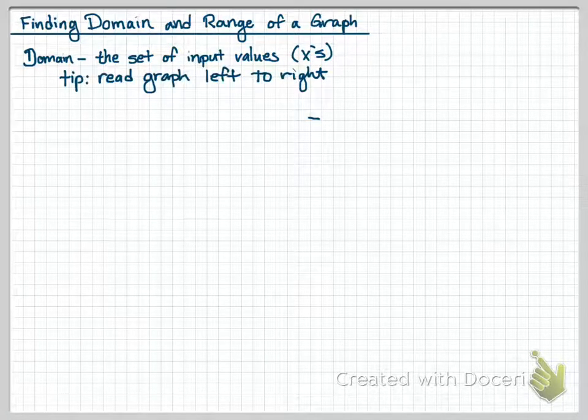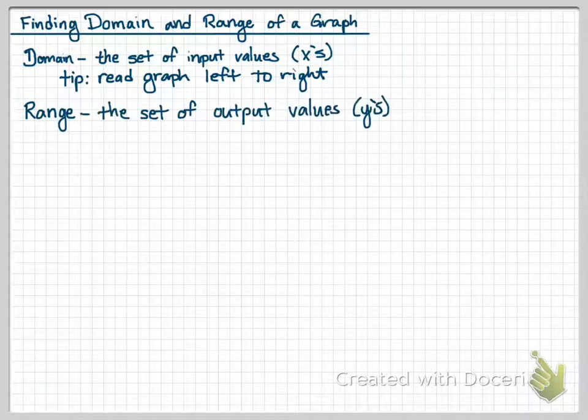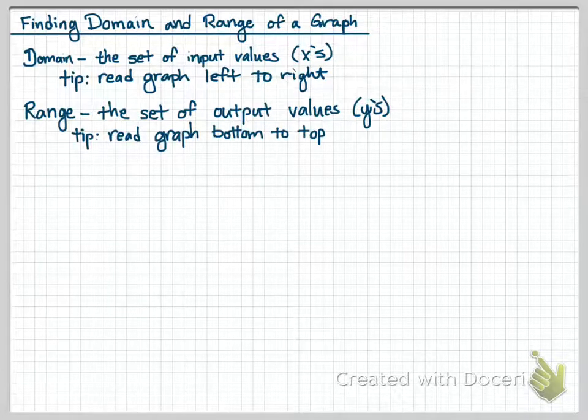Your tip is to read the graph from left to right once you have the graph. Your range, according to the domain, is the set of output values, your y's. So your domain is your x's and your range are your y's. So you look at your x-axis and your y-axis. The tip to find your range is to read your graph from the bottom to the top. So always start with your negative values first and go towards the positive.